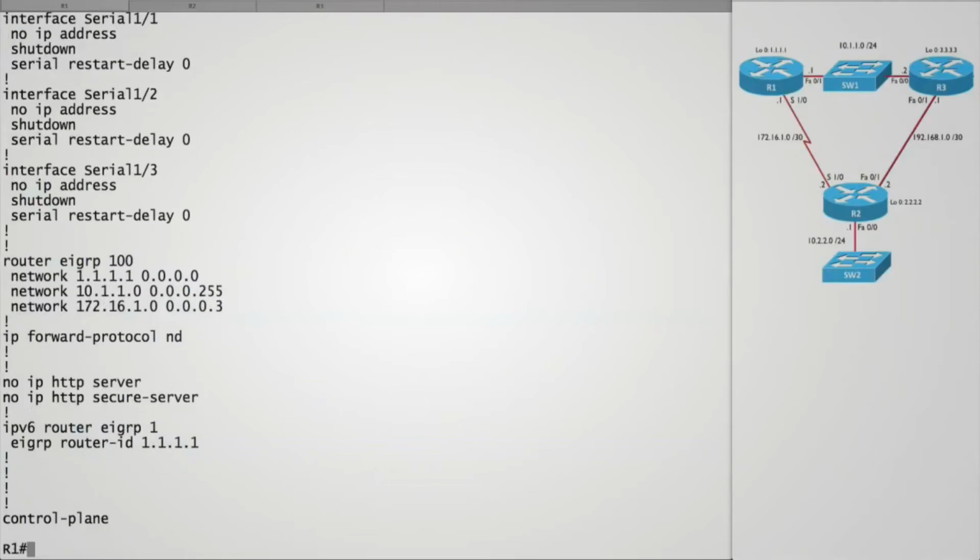Well, I've shown you the output of this config on R1. Without giving a lot of commentary, I want to show you the same output on R2 and R3, and then invite you to pause the video and hypothesize what's going on here.